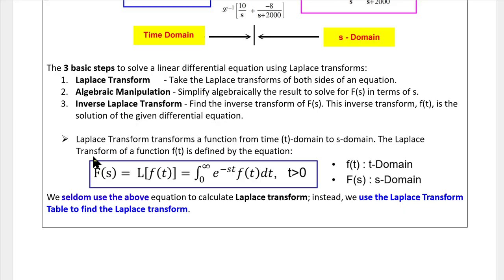How to do Laplace transform? This is the proper definition. This is the function f(t), the time domain. When we transform it, we get it in Laplace domain, which is capital F. You can see we use lowercase and uppercase, and this is time domain, this is S domain.